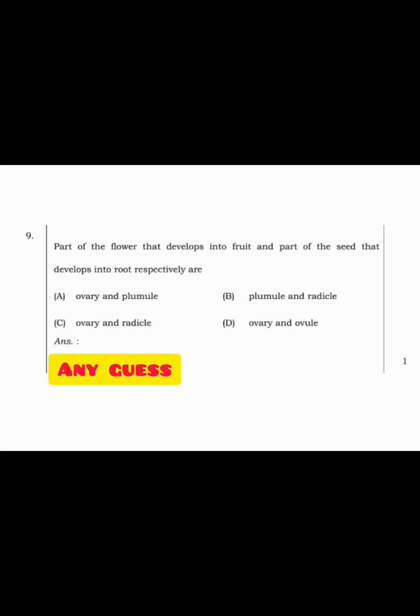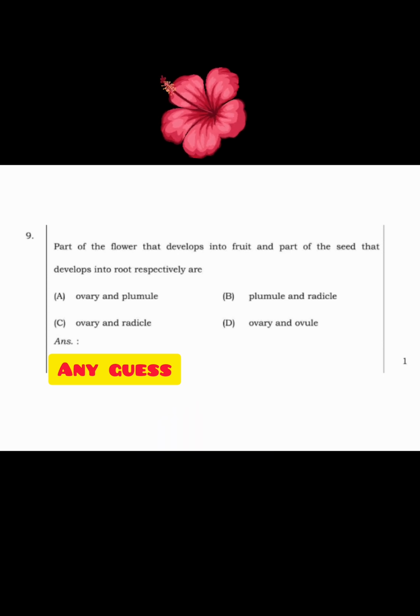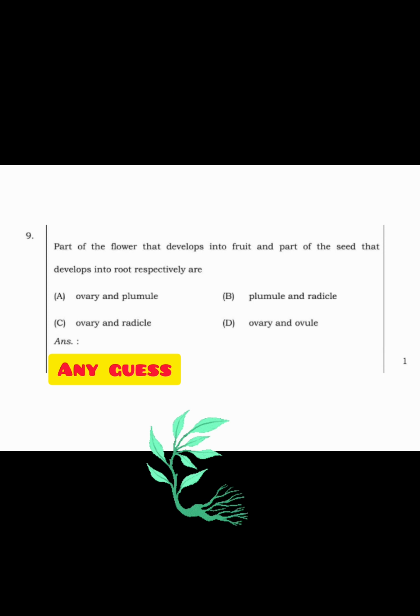Next question. Part of the flower that develops into fruit and part of the seed that develops into root, respectively, are. Four options they have given here. A. Ovary and plumule. B. Plumule and radicle. C. Ovary and radicle. D. Ovary and ovule. So the correct answer is option number C, ovary and radicle.